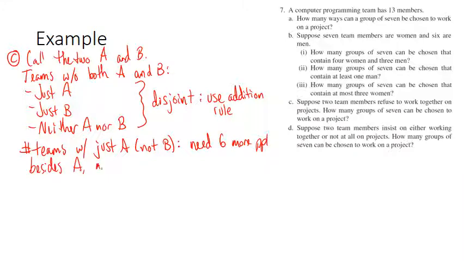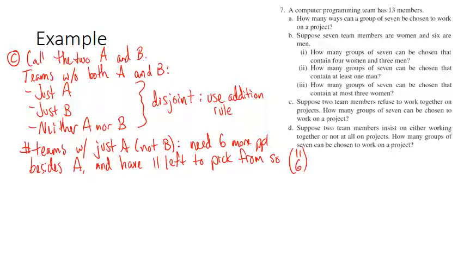And we're going to have how many to pick from? So we're not picking from A and we're also not picking from B. So we have 11 left to pick from, not including A or B. So that would be 11 choose 6.